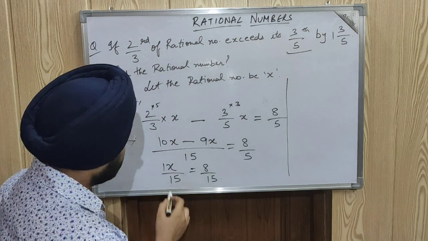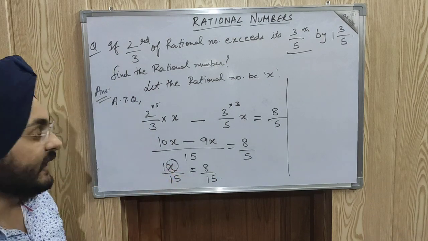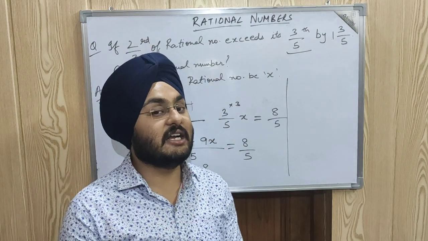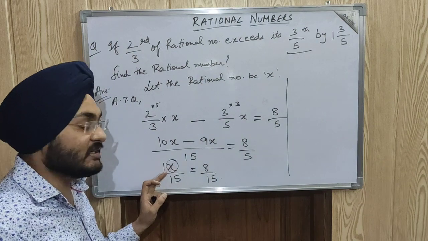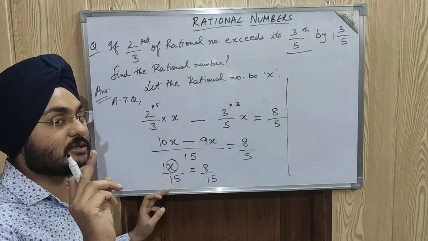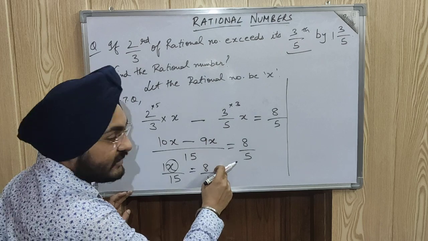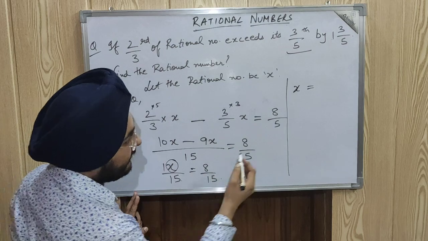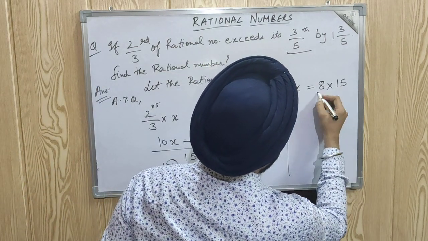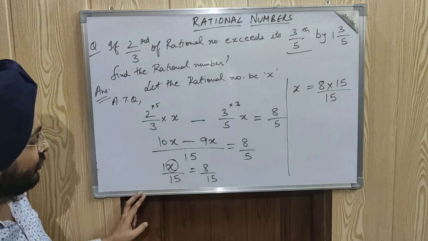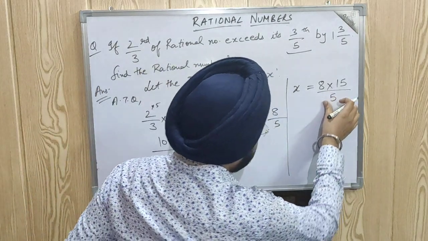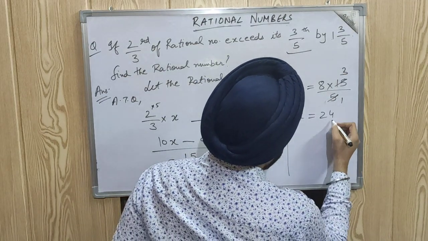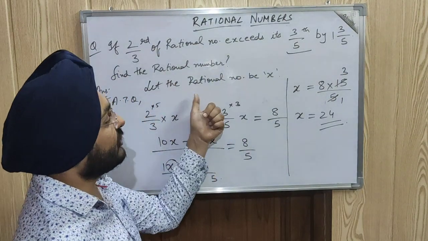Now solving here, we have to find the value of x. What I told you earlier, this x should be in the numerator as well as alone. Now this x is in the numerator only, but it is not alone. So taking this 15 towards the right side, the value of x will be 8 multiplied by 15 divided by 5. Here it will be 5 only. So 5 1 and 5 3. So the value of x will be 24. The required rational number is 24.